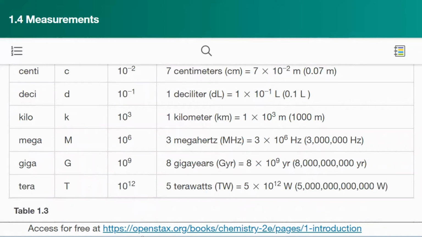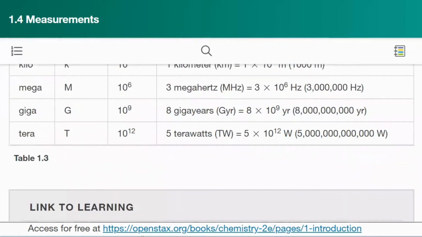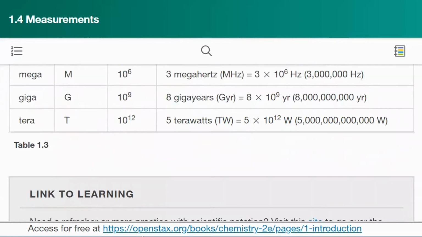Mega, capital M, 10 to the 6th, 3 megahertz. Giga, G, 10 to the 9th, 8 gigayears. Tera, capital T, 10 to the 12th. An example is 5 terawatts.